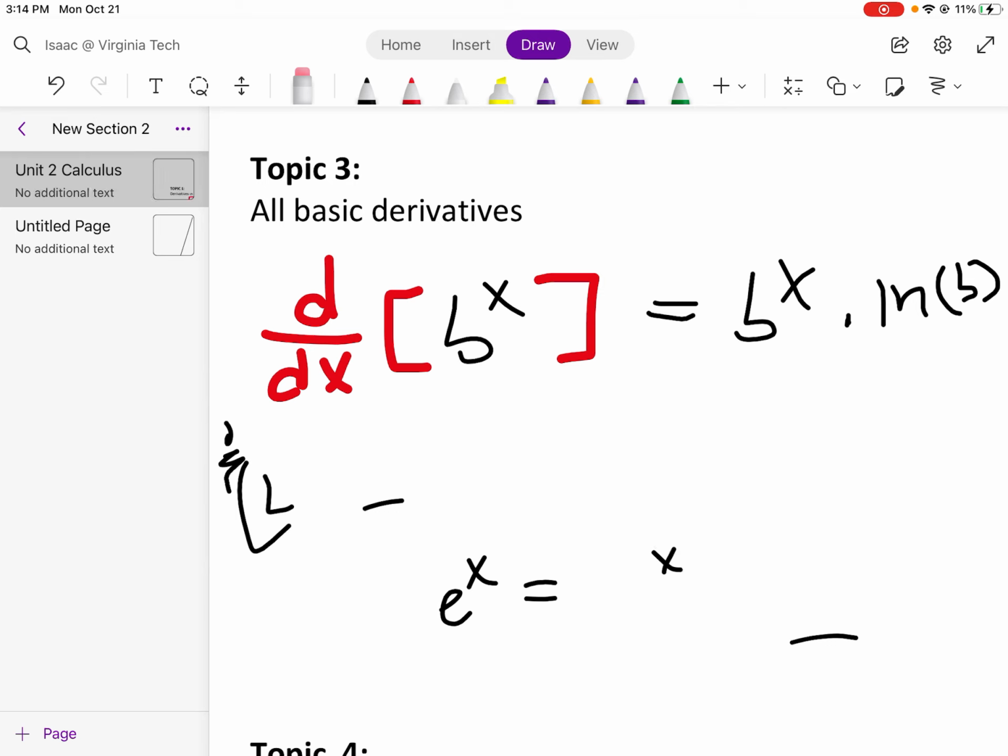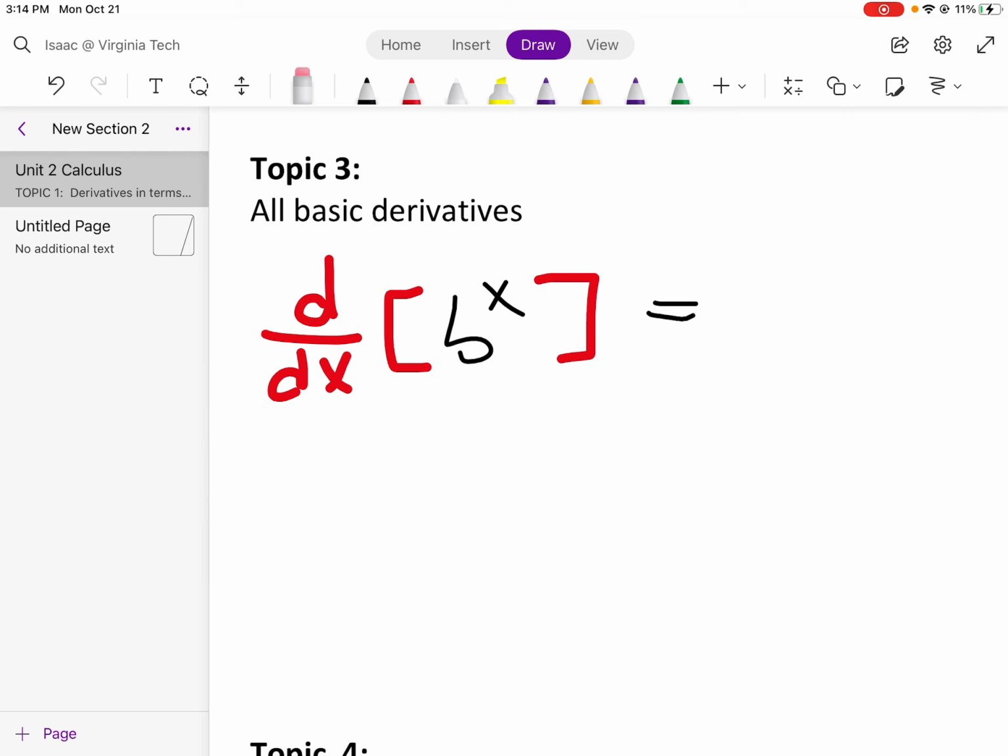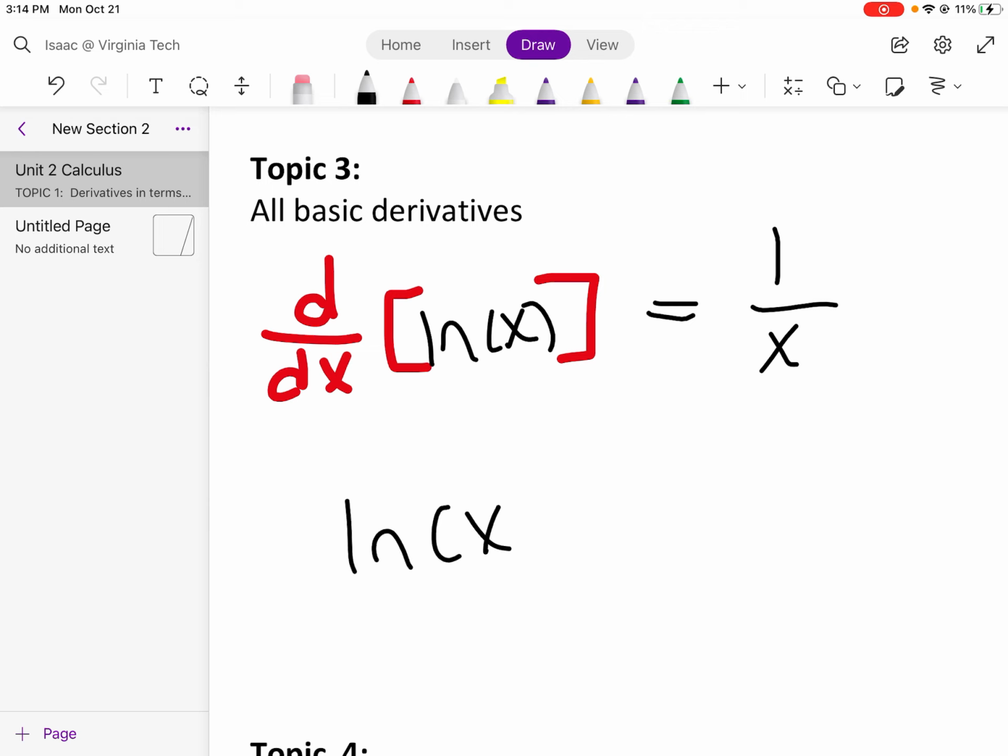All right, so that's what it is if it's something like that. I'm just trying to show you all the possible things. That's why this is going to take a long time. But now what if we have ln of x? That's just going to be 1 over x. Simple enough, right? So if we have ln of x plus 2, the derivative of ln of x plus 2 is just 1 over x plus 2.